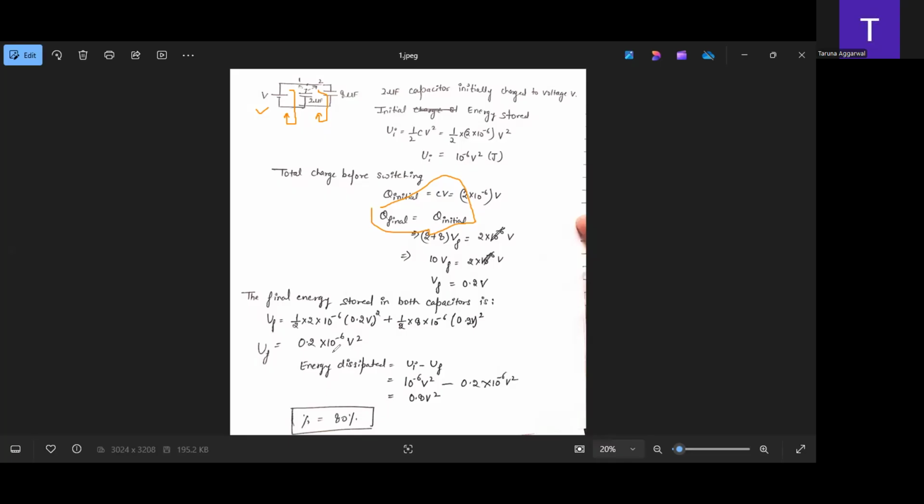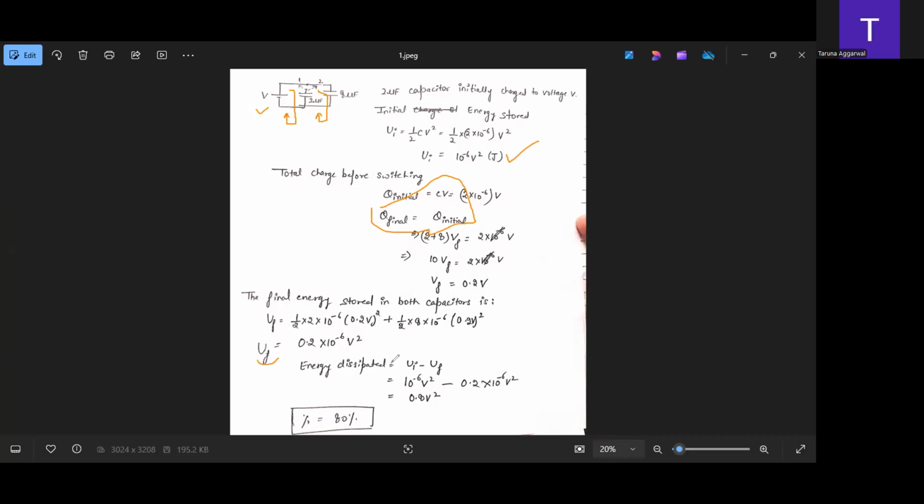So what is the energy dissipated? Initial energy minus final energy. Your initial energy is 10 to the power minus 6 V square, which we have already determined. And what is your final energy? That is UF. This is 0.2 into 10 to the power minus 6 V square. After solving this, you will get 0.8 V square.